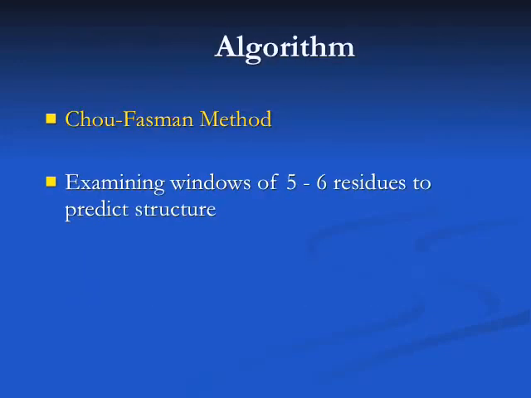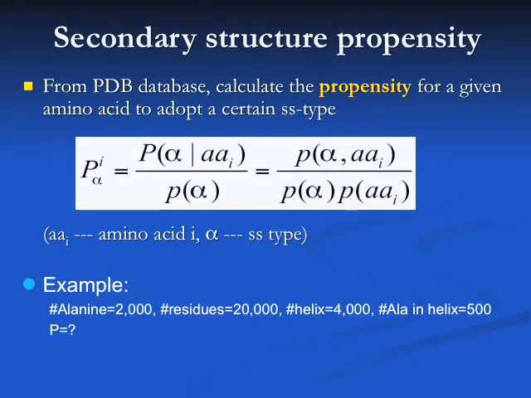Okay. There's a number of algorithms. There's probably a dozen or so by now. And for this slide, I'm going to show you the Chou-Fasman method, which is probably the simplest method there is, and we'll go through it very briefly. So what we want to do here is examine 5 to 6 residues. Residues, by the way, is another name for amino acids, to predict the structure. And from a PDB database, what we're basically trying to do is calculate a value called the propensity for a given amino acid to adopt a certain secondary structure type. And so we use this algorithm here to be able to predict that.